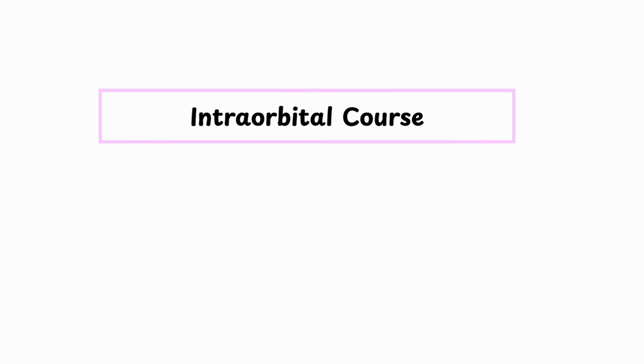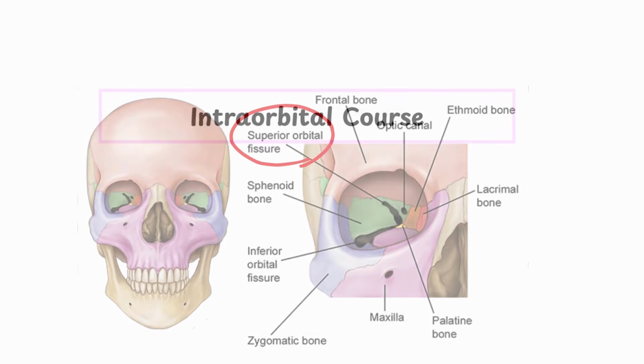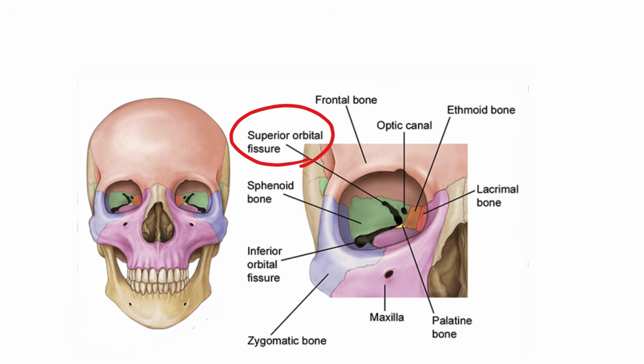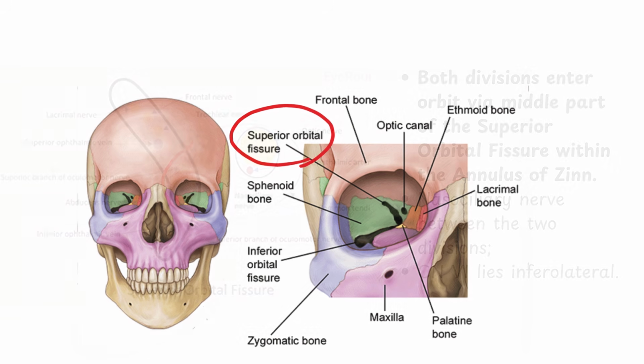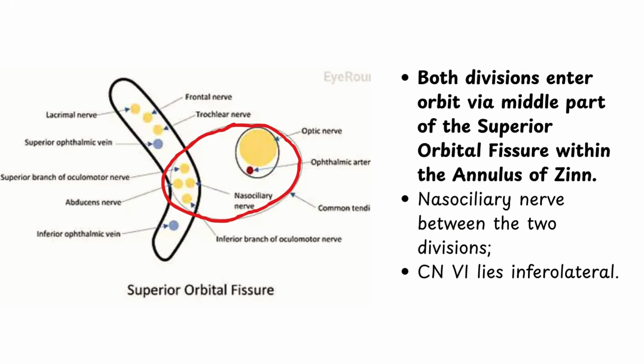From the cavernous sinus, the oculomotor nerve enters the orbit through the superior orbital fissure. Here, it is divided by the annulus of Zinn into three compartments. The middle compartment carries the superior and inferior divisions of the third nerve and the nasociliary branch of the V1 division of the fifth nerve. Also, the abducens nerve, that is the sixth cranial nerve, enters through the middle compartment of the superior orbital fissure. Then it basically has those two divisions that I talked about.